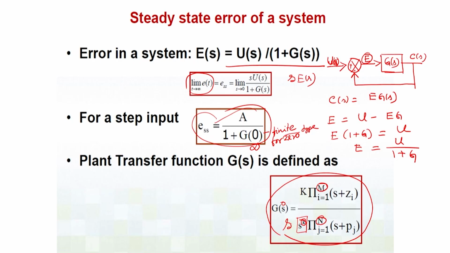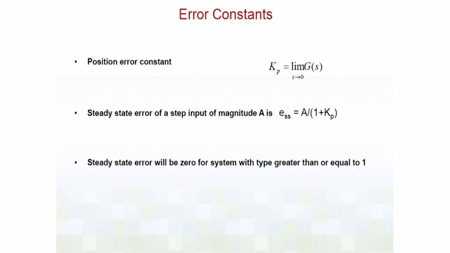So, which means that the steady state error corresponding to a step input will always be 0 for a type 1 or a greater system. So, that is the positional constant Kp that we will use. ESS is A over 1 plus Kp, and this steady state error will be 0 for any system which is greater than or equal to type 1.